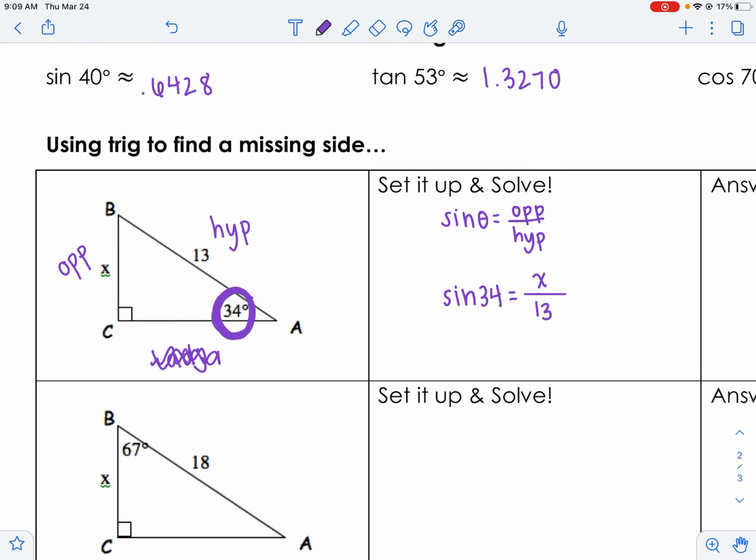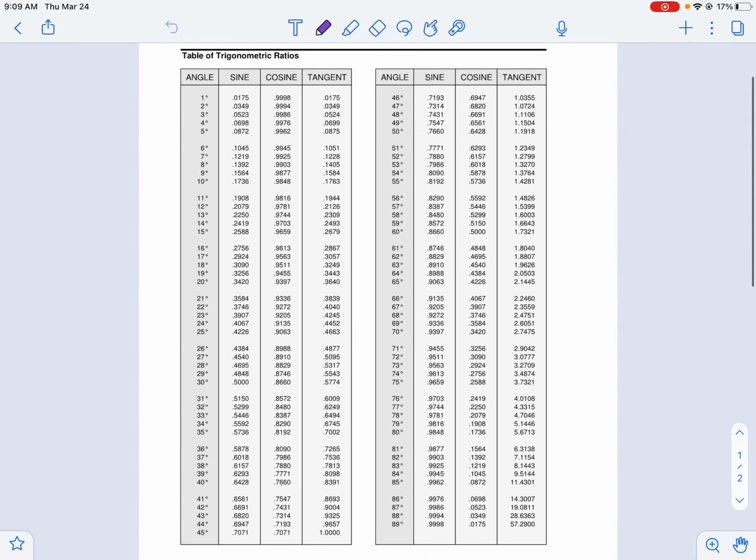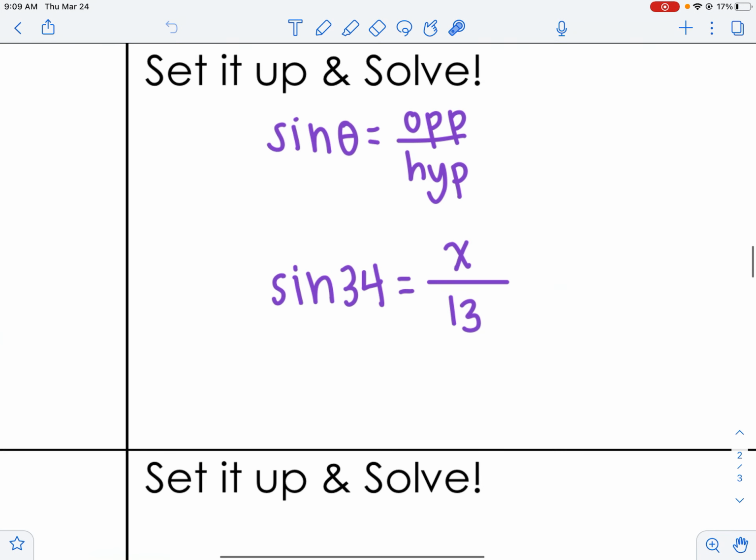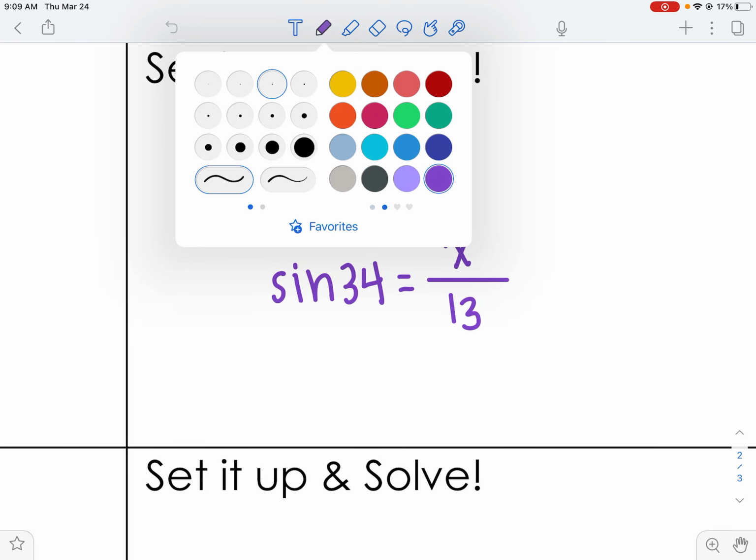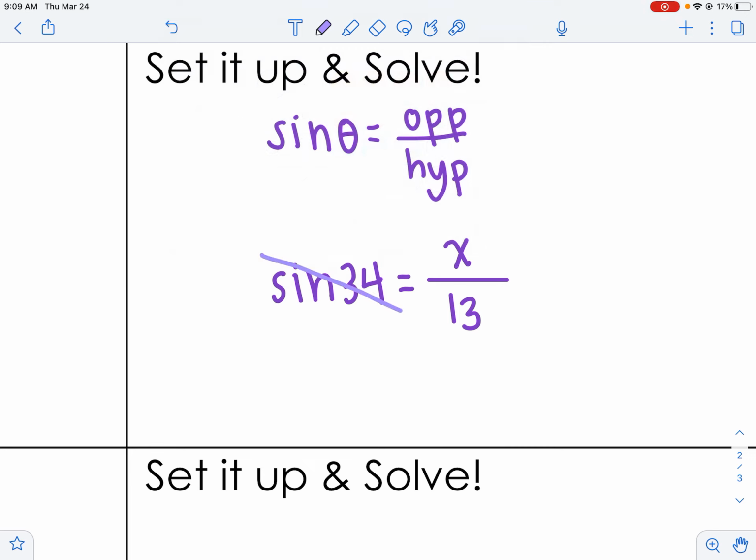Well, sine of 34 is a number, and that number goes back to our trig chart. If we take a look at our trig chart and I look for sine of 34, it tells me that sine of 34 is 0.5592. So I'm going to go back to that problem. I'm going to cross out sine of 34, because my trig chart told me that sine of 34 was 0.5592. And now all that I need to do is solve for x.